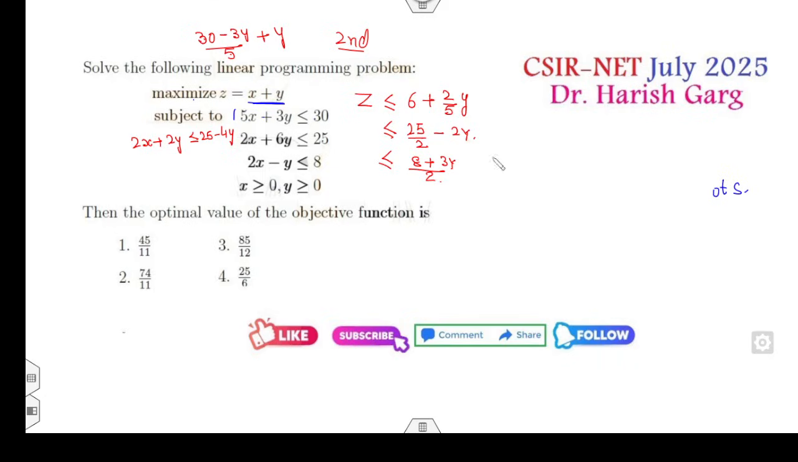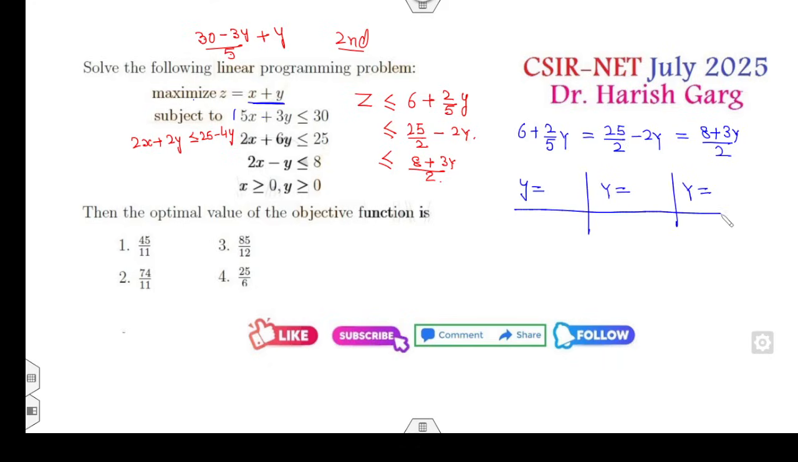Fine. Now you have the three equations. So write these three like this: -2y, which is 8 plus 3y over 2. From the first and second, you can find the value of y. From the second and third, you can find the value of y. From the first and the third, you can find the value of y. Corresponding to each case of y, find the value of x; where at least two values come out the same, that is the optimal solution. You can do that on your own.